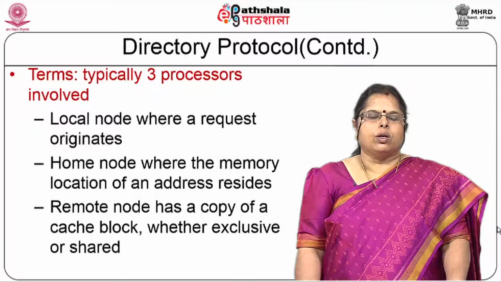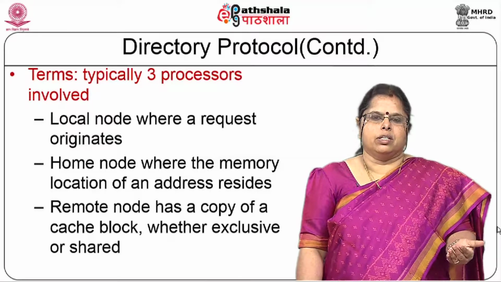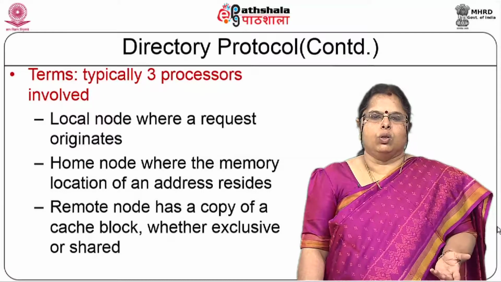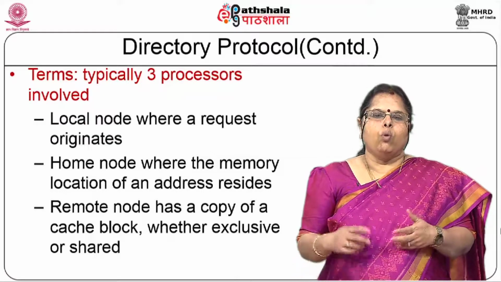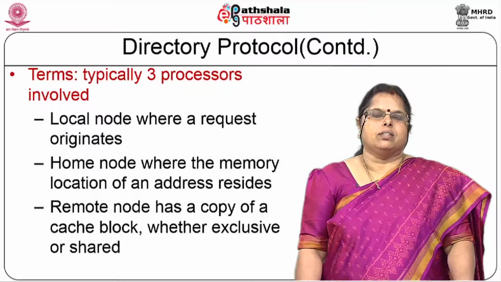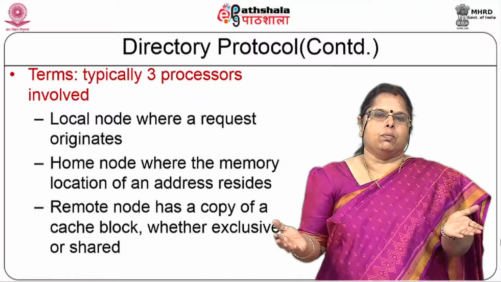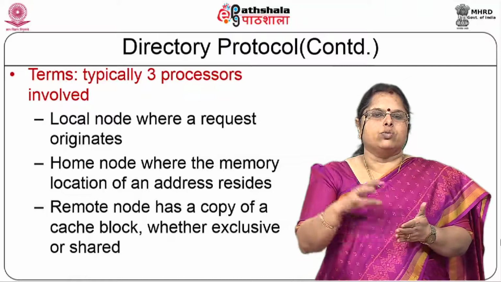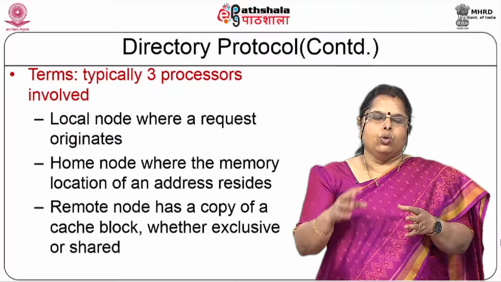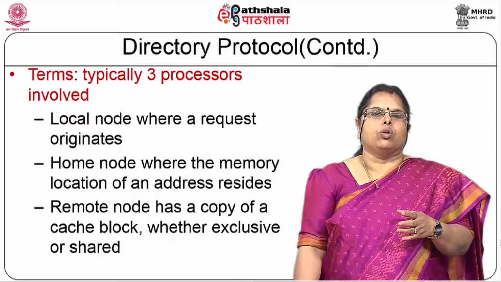When you look at a local node, the local node is the one where a request originates. So, the node which puts in a read request or a write request is called the local node. When you look at a home node, the home node is the place where the memory location of an address resides. We have already seen that the memory is distributed among multiple nodes, and the directory associated with that memory is also distributed among the various nodes. So, the node which contains that memory block and the corresponding directory is called the home node.